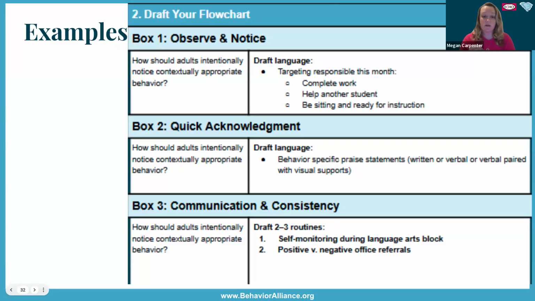They were focusing specifically on behavior-specific praise statements, but they were talking about written, verbal, or verbal paired with visual support for their students with more significant disabilities, particularly, and their young pre-K learners. So they knew them as behavior-specific praise statements, but they had these three options of how those could be delivered. And then in terms of communicating consistency, they were pretty much relying on self-monitoring, but specifically during the language arts block. So they weren't asking teachers to self-monitor their use of acknowledgement all day, but they chose their language arts blocks. And then they were also tracking positive versus negative office referrals.